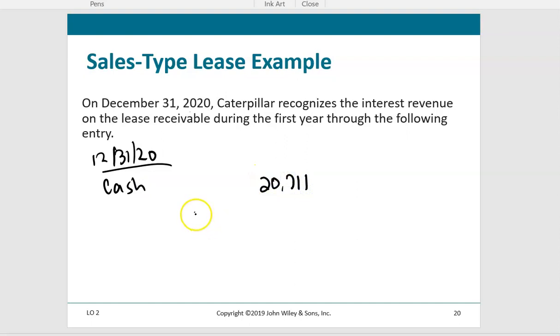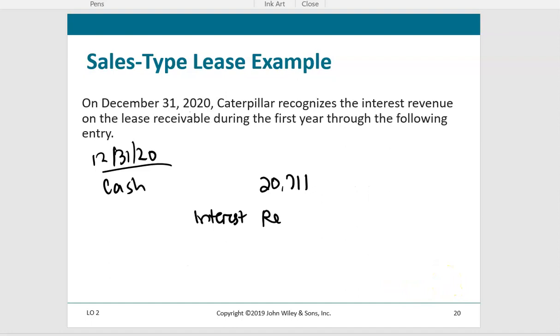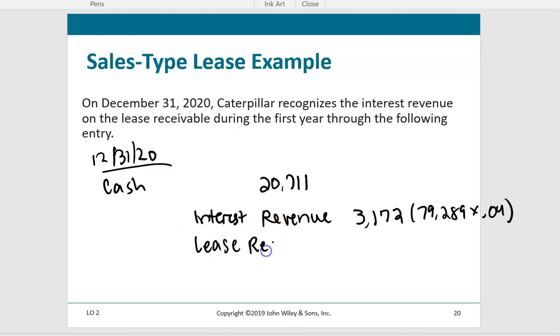They're going to record interest revenue because it's as if they have lent out this balance here of 79,289. It's as if they've lent that out at a rate of 4%. So interest revenue is recorded for that first full year of 3,172. And that difference is going to be credited to that lease receivable account. So we are crediting to reduce the lease receivable by the difference.